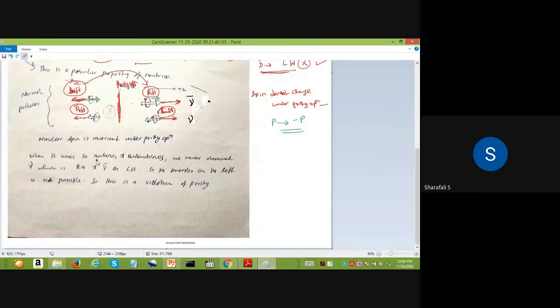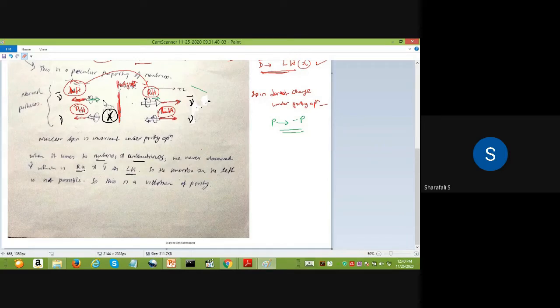When it comes to the neutrino and antineutrino case, we never observe a neutrino which is right-handed, and we never observe an antineutrino with left-handed. So the scenario on this side will never occur. Let's say this is a neutrino with right-handed, and this is an antineutrino with left-handed; this is not possible. In normal cases, a normal particle can be right-handed or left-handed under parity operation.